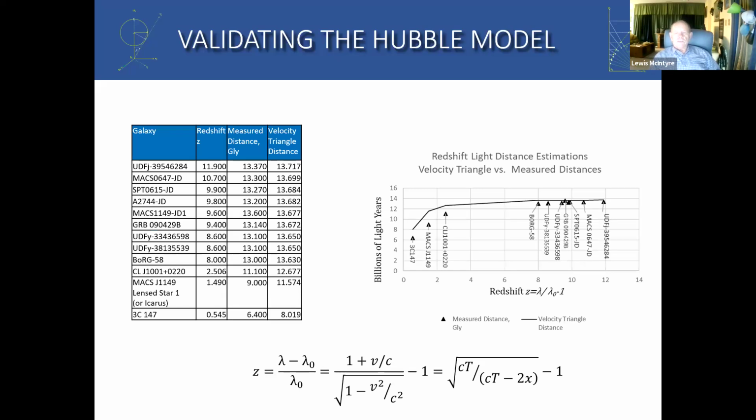To validate this model, we identified 12 galactic objects with documented distances from 6.4 to 13.37 billion light years distance, with redshift expressed as z from 0.545 to 11.9 as shown in the table. These are plotted on the accompanying graph as solid triangles.